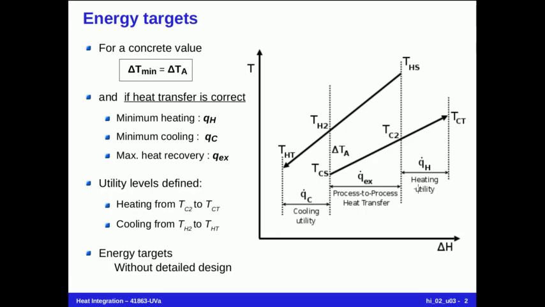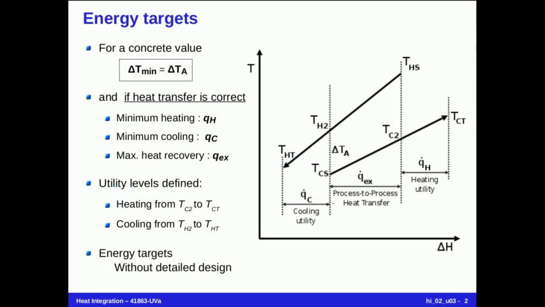Not only are the flows, the amounts, known, but also the levels, the utility levels. For the job to be done, we will need heating from this temperature to this final temperature, and we will need cooling from this temperature to this final temperature, which tells us what temperature the heating and the cooling utilities will have.